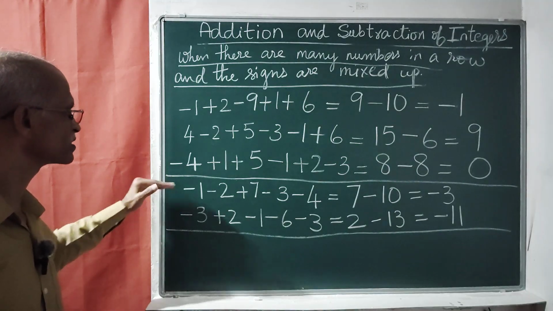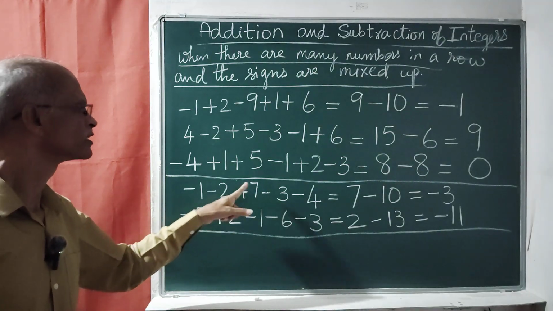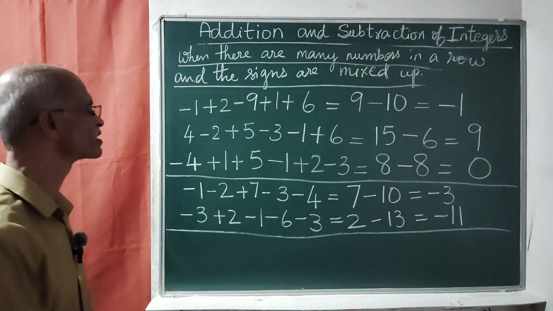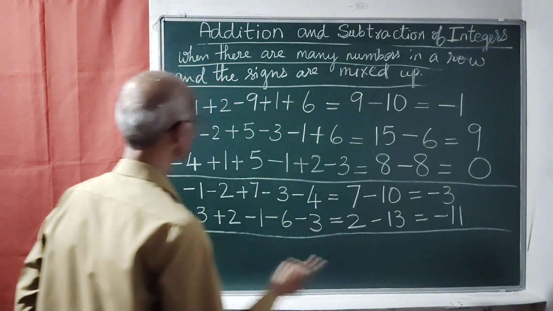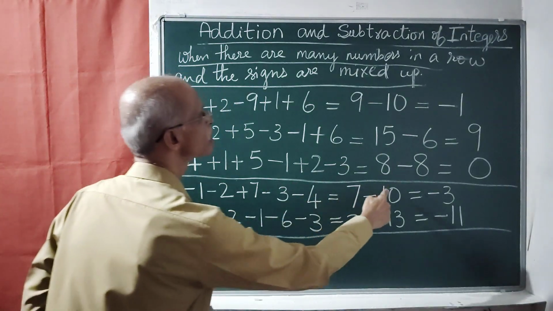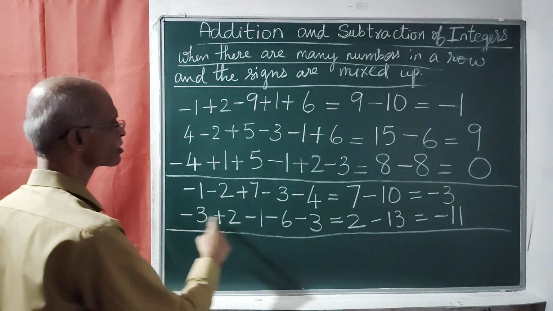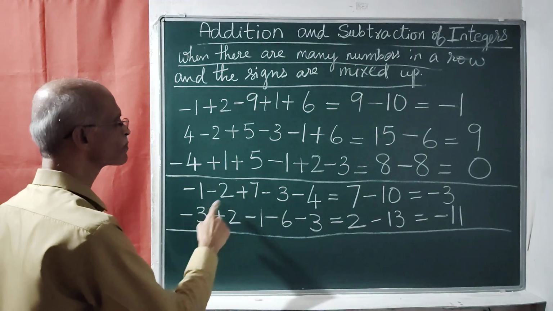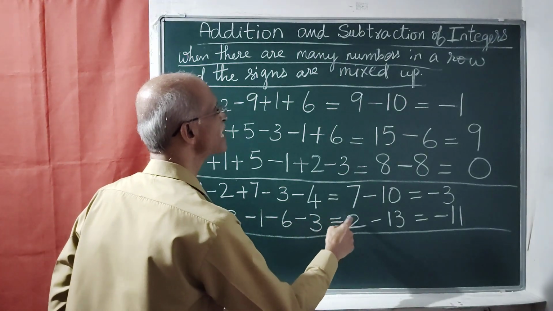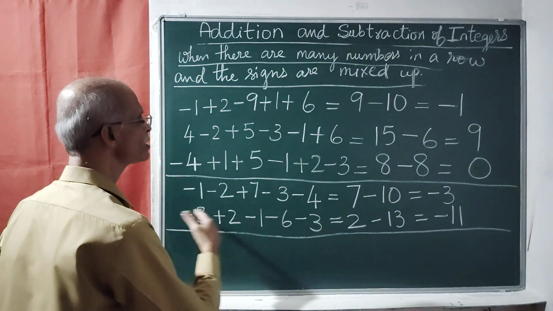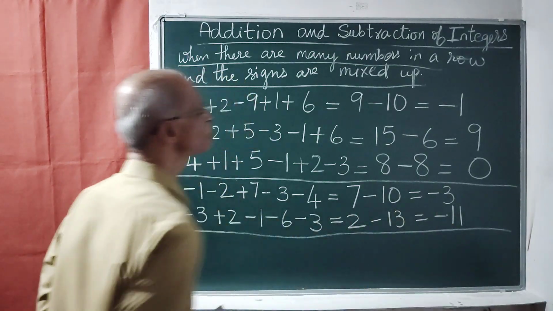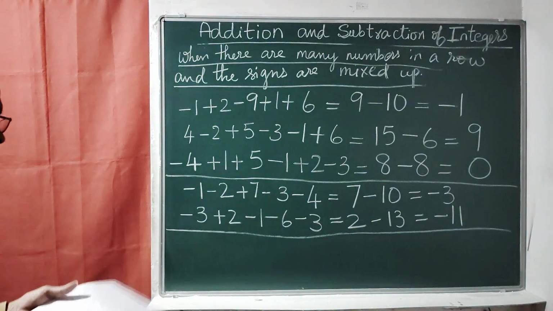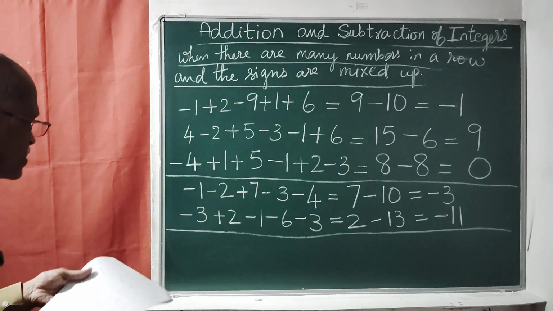In these two cases, there is only one plus number, that is 7. Write it as it is. Then when you solve the minus numbers, minus 10 I'll get. Here also there is only one plus number. You write it as it is. Then solve the minus numbers. Now we'll see few more examples.